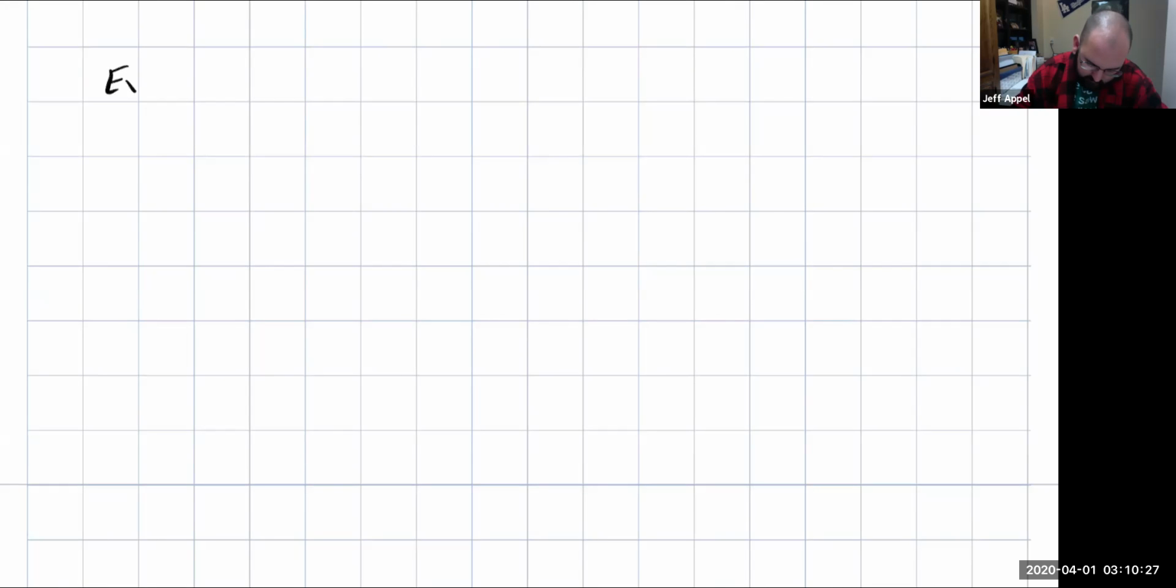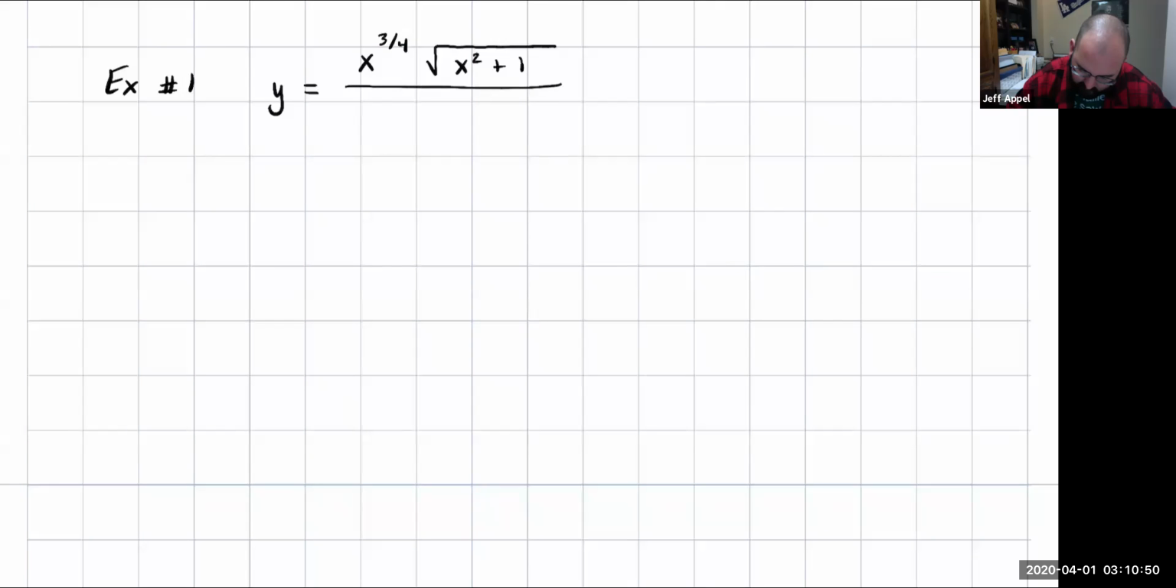Example number 1 wants us to use logarithmic differentiation to find dy/dx for the function y equals x to the 3/4 power times the square root of x squared plus 1, all over 3x plus 2, and this is all being raised to the 5th power.